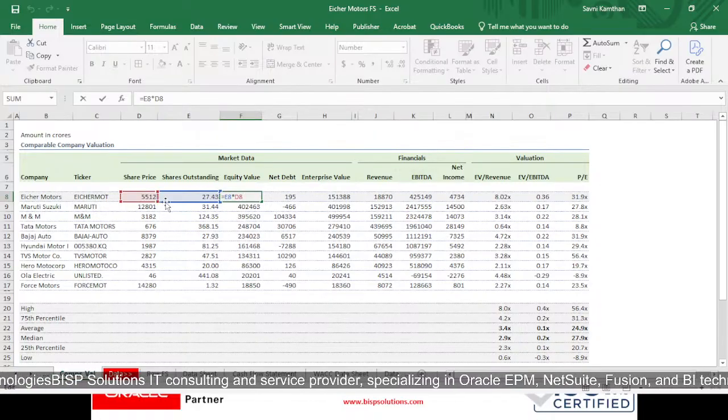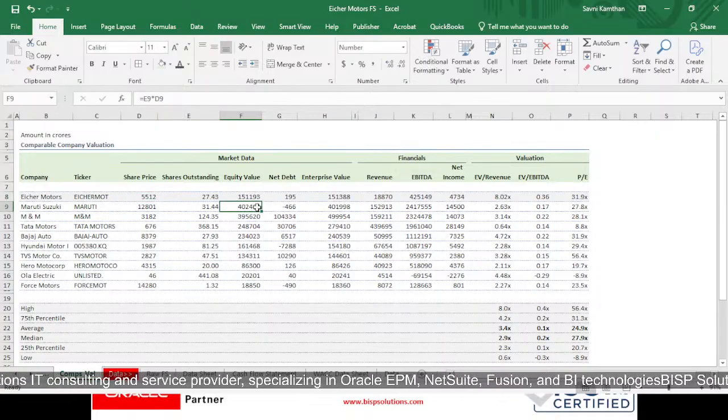Then equity value, how to calculate equity value? Our share price will be multiplied with our shares outstanding or vice versa, and then it is dragged till the end for Force Motors.